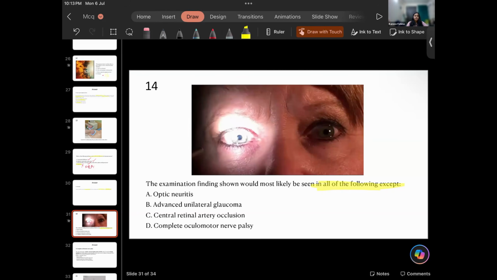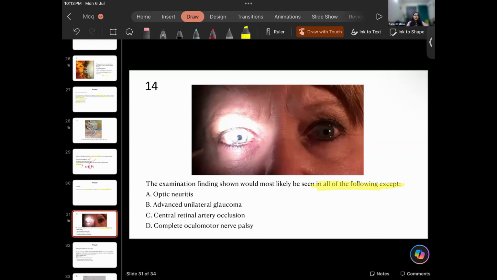Next option, central retinal artery occlusion, complete oculomotor nerve palsy. The oculomotor nerve is not involved in the afferent pathway. Generally, in ophthalmology questions, even if you know all the answers or you don't even know one, despite not knowing the answer, you can still choose the correct option. That is the complete oculomotor nerve palsy.